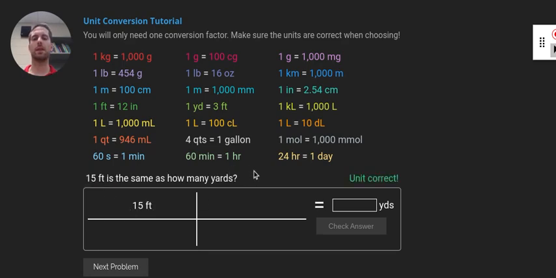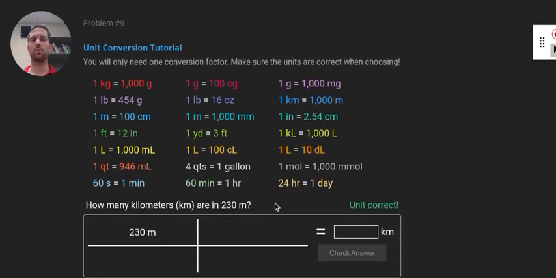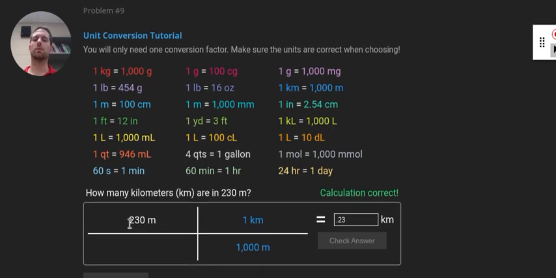15 feet is the same as how many yards? Well, here's 1 yard, 3 feet. That's 1. So the answer is going to be 5 yards, because 15 over 3. How many kilometers are in 230 meters? Well, it's going to be 0.23. I already know the answer to that. It's just dividing by 1,000. We find our kilometers. Here it is. Kilometer goes on top, meters goes on bottom. So just moving this over 3. 1, 2, and 3. 0.23.